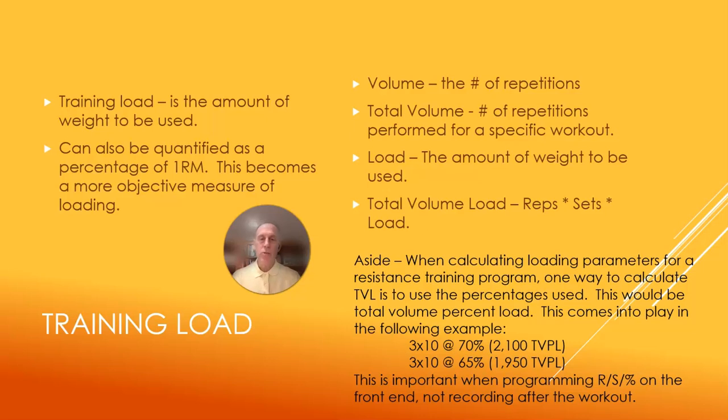You can make the argument in terms of just multiplying your 70% times your max and coming up with that number. But when you're trying to program it out, if you have 20 offensive linemen, they may have 20 different maxes or 15 different maxes. So if you do this on a percent basis, it makes it easier to equal the playing field when you do your programming. When you do this on the front end, it helps you map out your rep and set schemes on the front end and not just write down what you did.